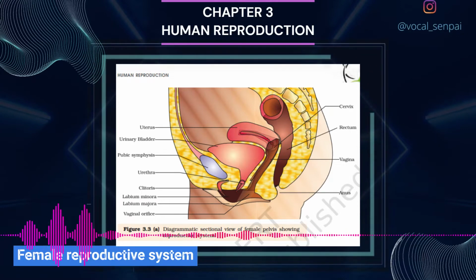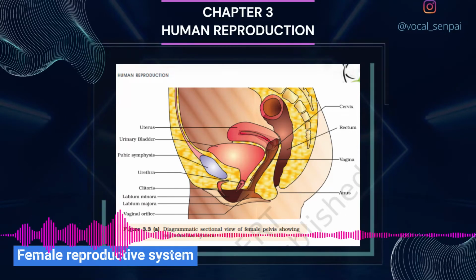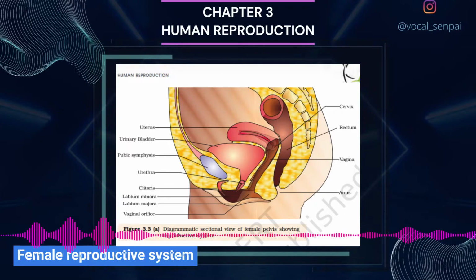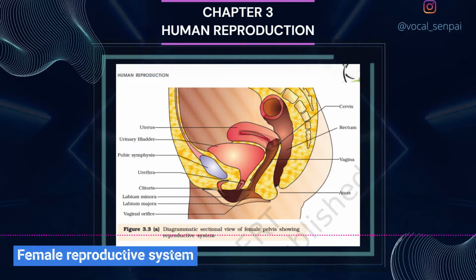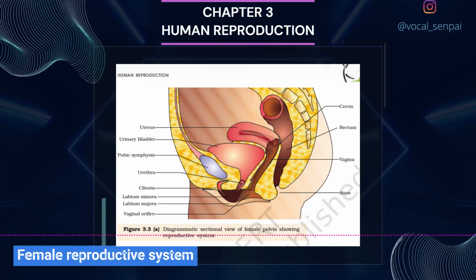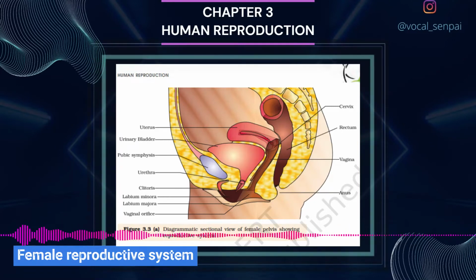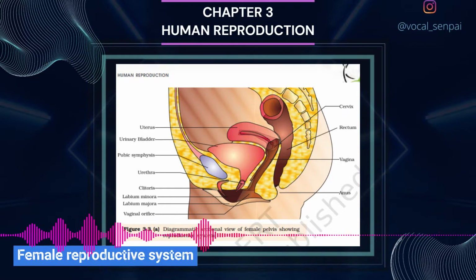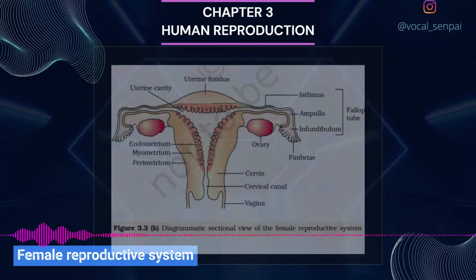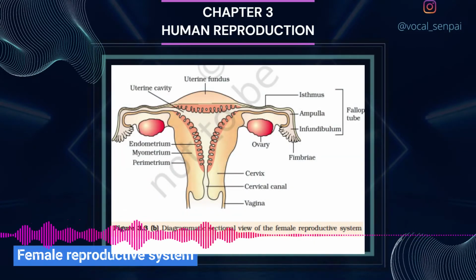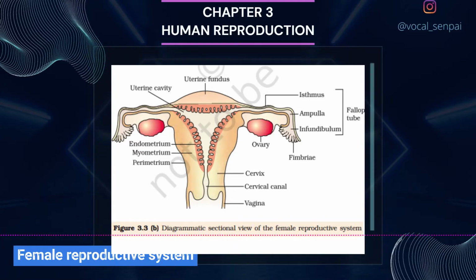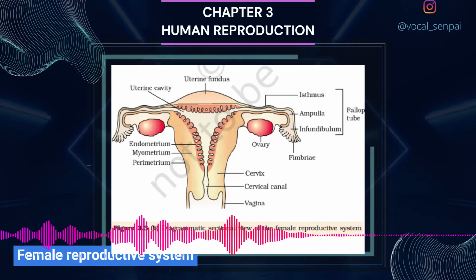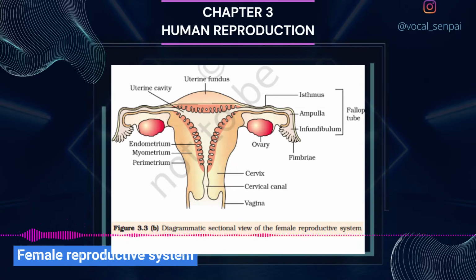Each fallopian tube is about 10 to 12 centimeters long and extends from the periphery of each ovary to the uterus, figure 3.3b. The part closer to the ovary is the funnel-shaped infundibulum. The edges of the infundibulum possess finger-like projections called fimbriae, which help in collection of the ovum after ovulation. The infundibulum leads to a wider part of the oviduct called ampulla.